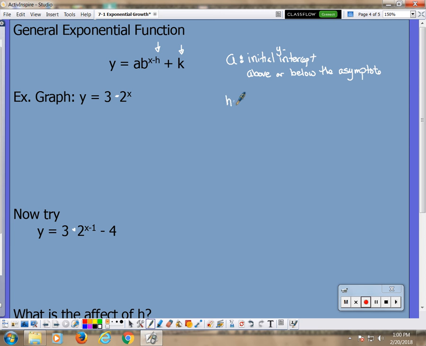H's role is a shift. It is our shift either left or right, and that's the only role H has. But remember, H lies to you. It pulls out opposite.